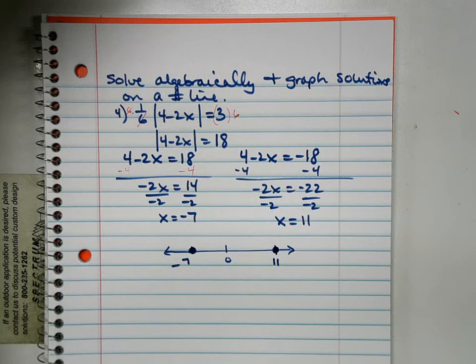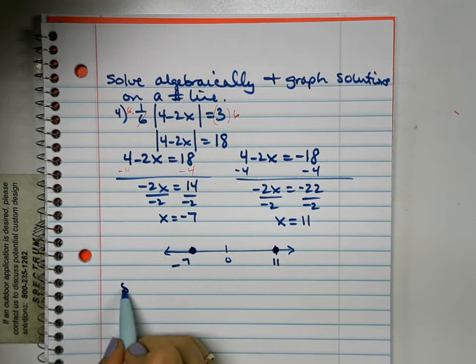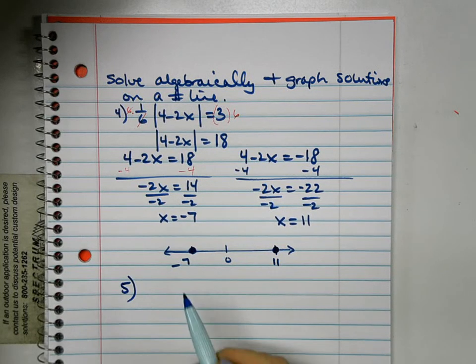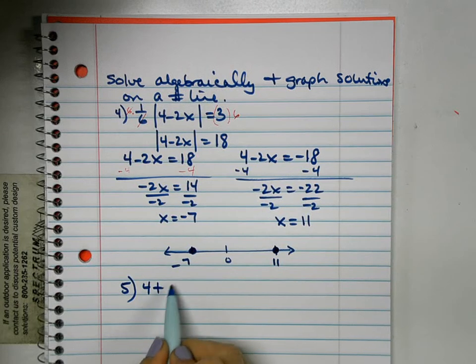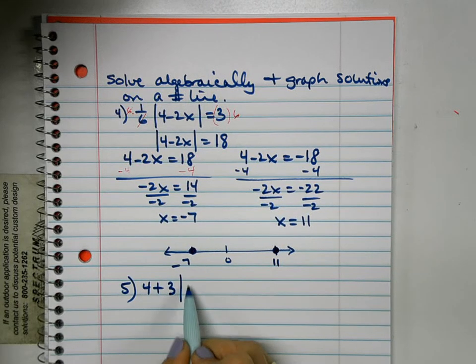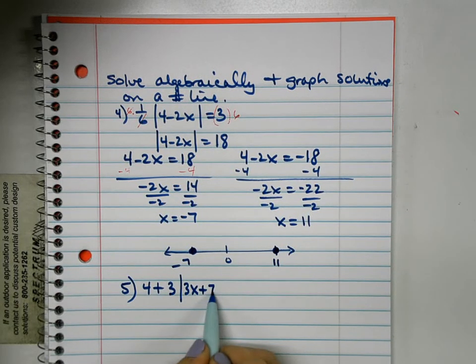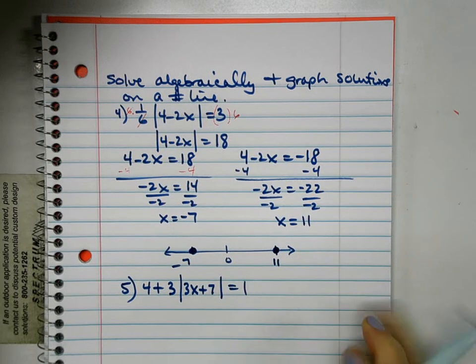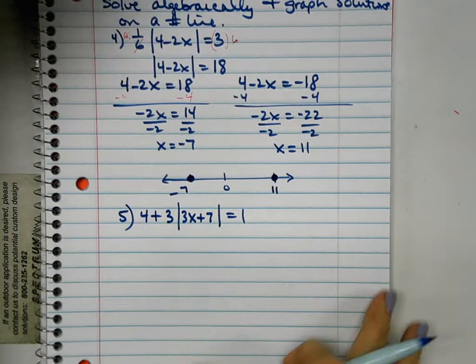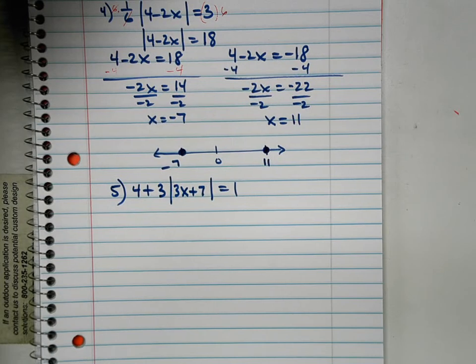All right, last one then. We're done with these notes. Same directions. 4 plus 3 times the absolute value of 3x plus 7 equals 1. All right, Alina, what would you do first if you were going to solve this?